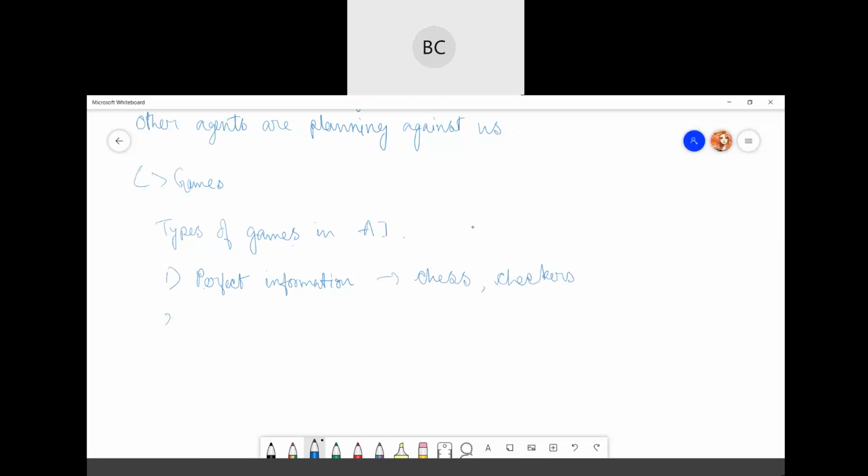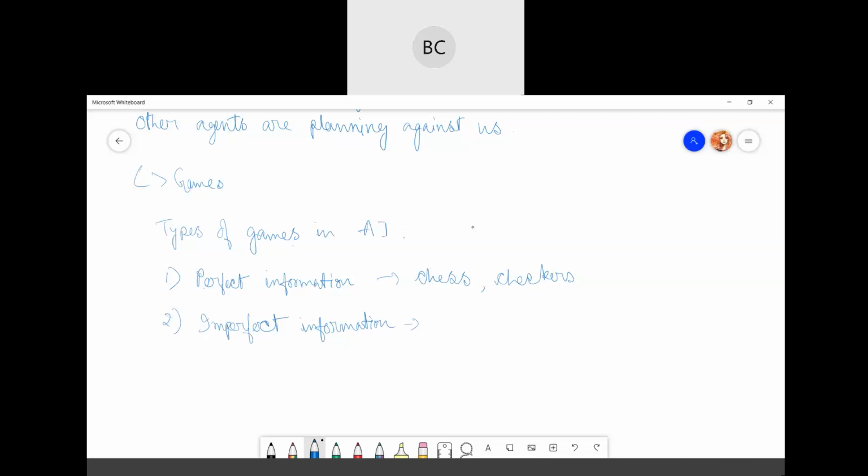Then your imperfect information. Here, in such games, agents do not have all the information about the game and are not aware of what's going on. Such types of games are mainly imperfect information games. So agents will not have complete information and will not know what's going on at all. Okay, so these are imperfect information. Can you guess any?